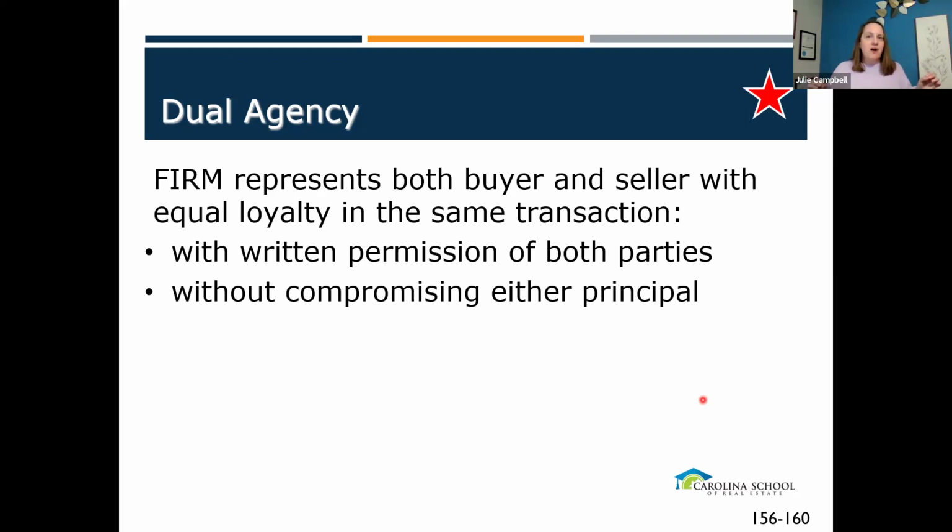If the firm is bringing the buyer, they're unrepresented. Otherwise, the buyers are coming from other firms. If the seller says no to dual, they're saying no to Julie's real estate shop buyer clients.